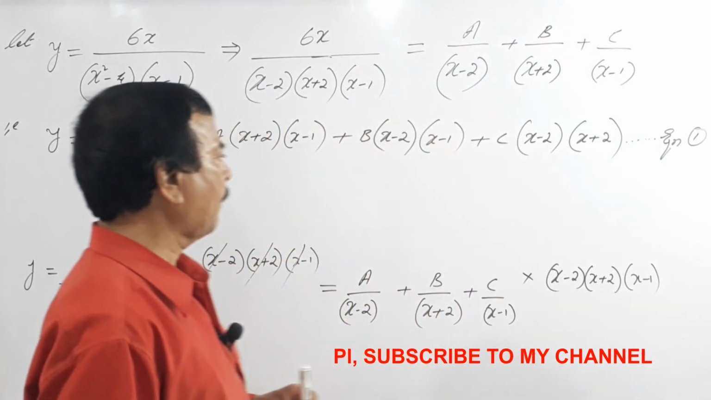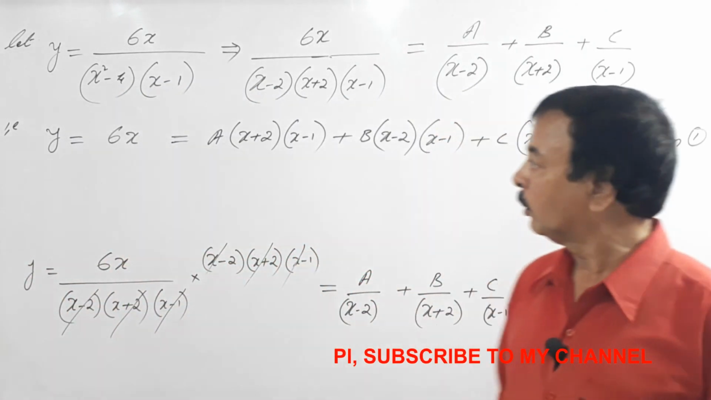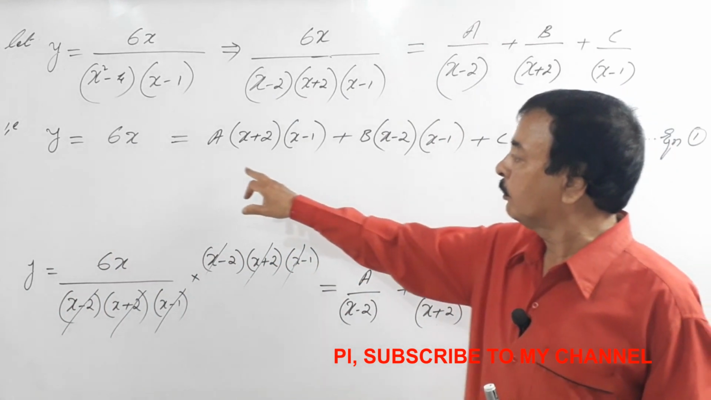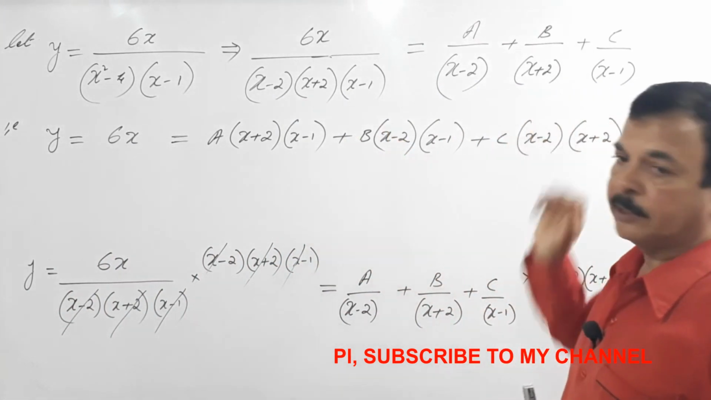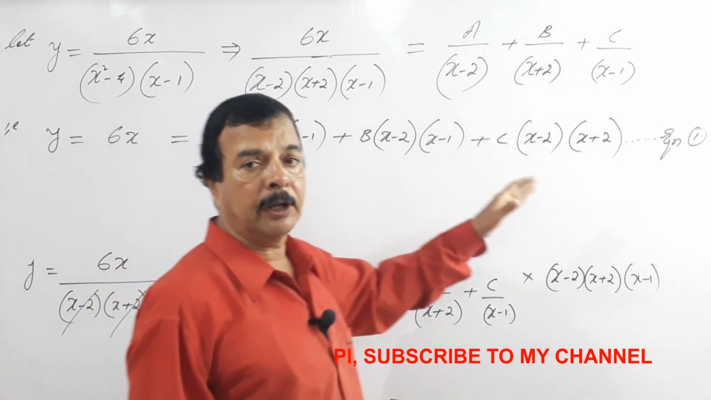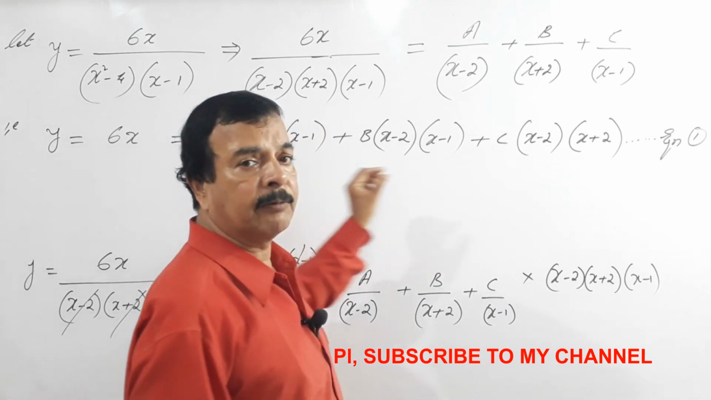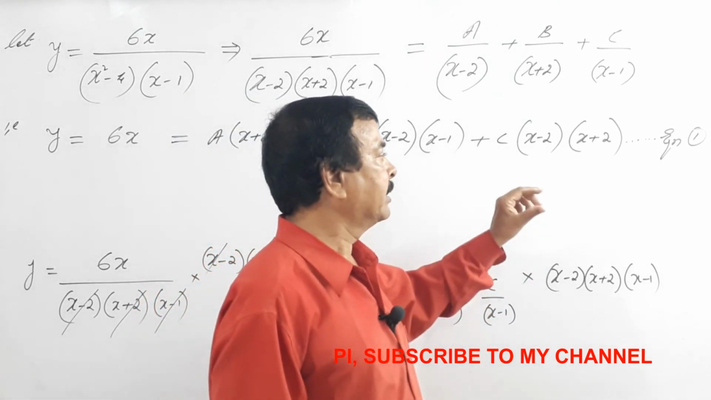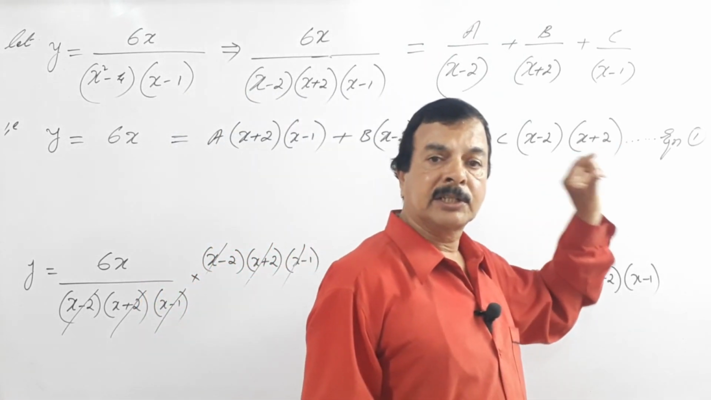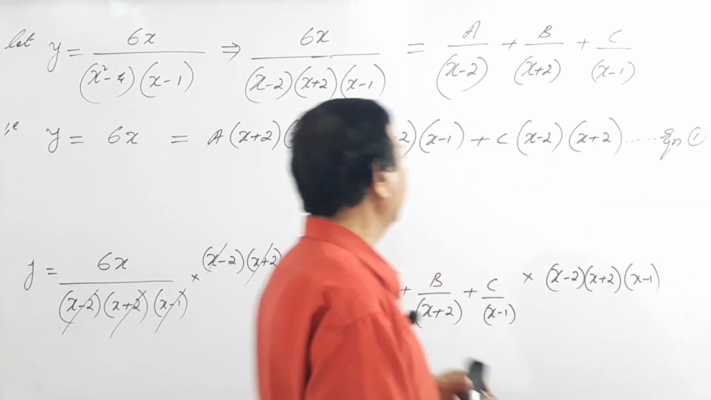Dear students, now we have to find the values of A, B and C. In order to find the values of A, B and C, we shall set some values for x by setting distinct factors in the denominator to 0.